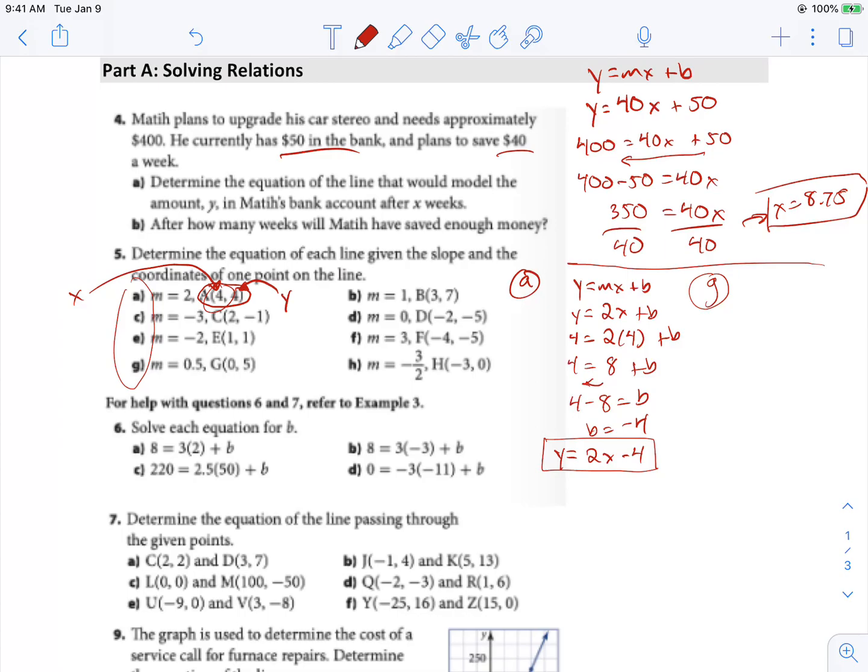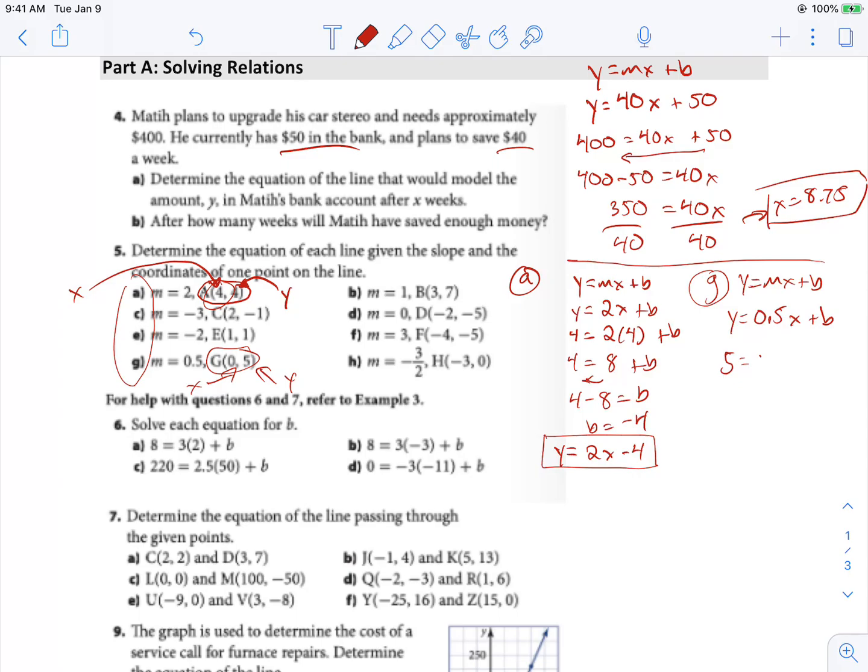Okay, so for this one, you want to do the exact same thing, y equals mx plus b, and let's start fitting some of our stuff in. So y equals our m here is 0.5. We don't know our x, and we don't know our b, but they gave us some information. This is our y, this is our x, so we can plug it in. So our y is 5, 0.5 times our x, and our x is 0, plus b. So this one's actually pretty easy. 5 equals 0.5 times 0 is just 0, plus b, which means our b is equal to 5.